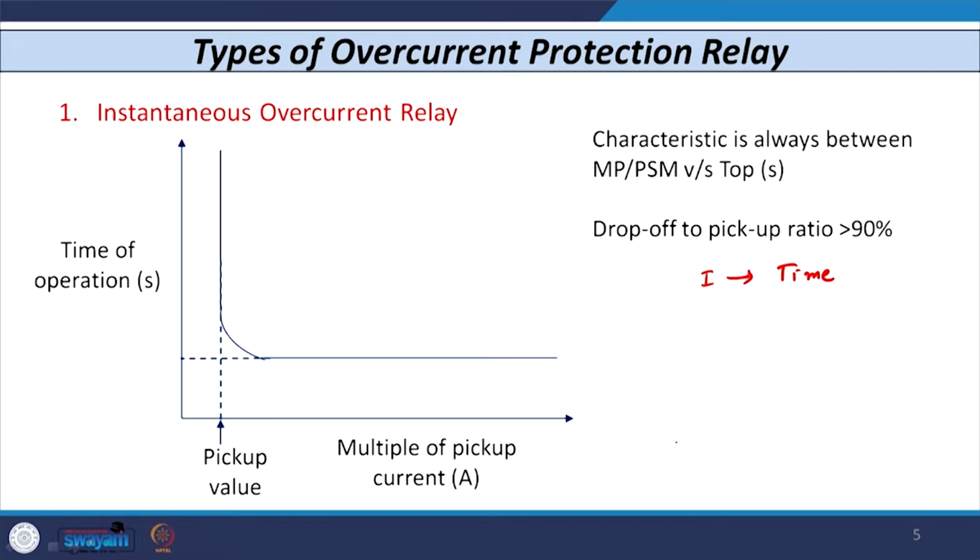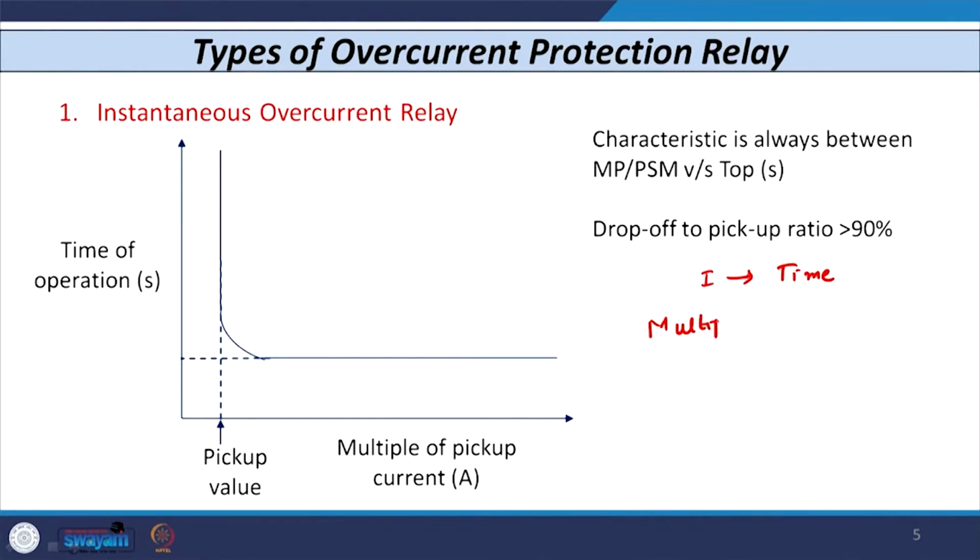The reason is, if I consider the characteristic of current versus time, then for different values of current I have different operating times. These are fault currents, because they are greater than the full load current and are several multiples of it. If I draw the characteristic in terms of current, it is very difficult for the user as well as the manufacturer to provide such characteristics. That is why such a characteristic is always given in terms of multiple of pickup current.